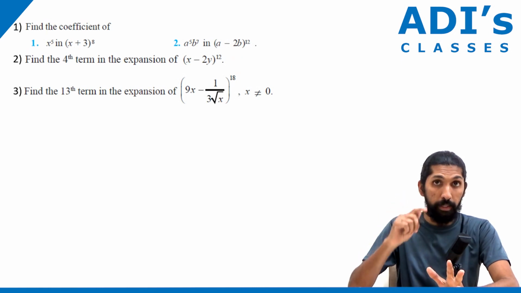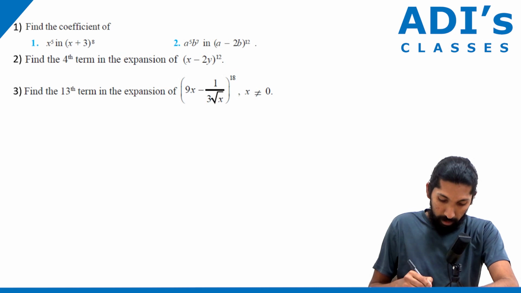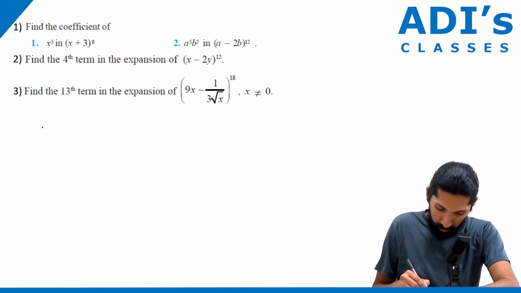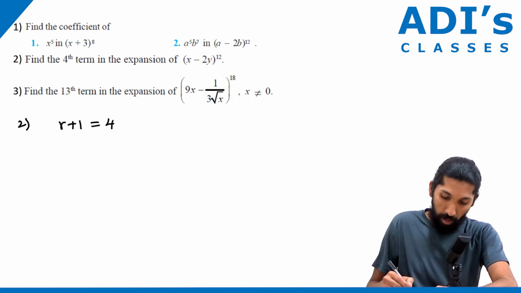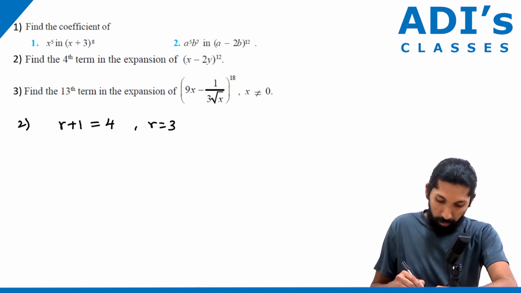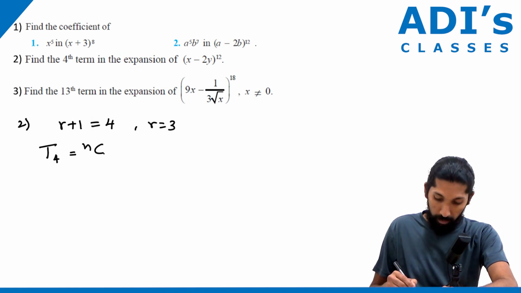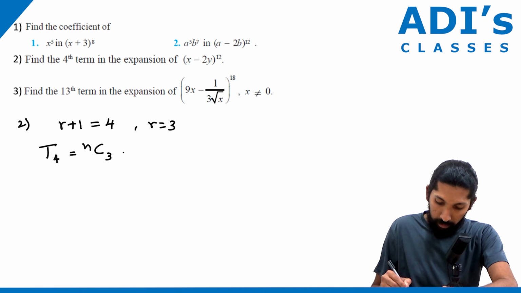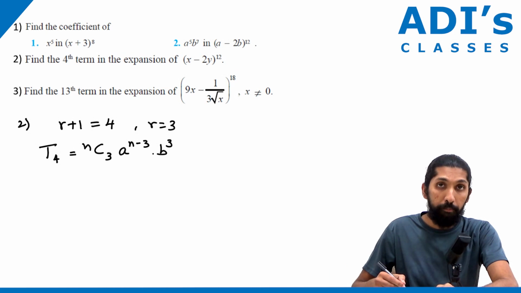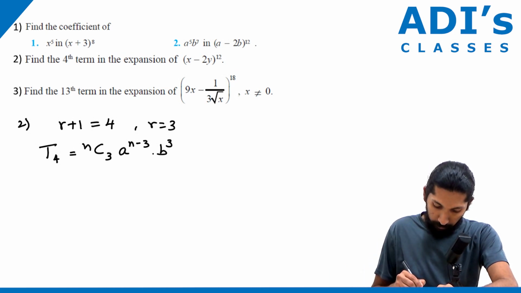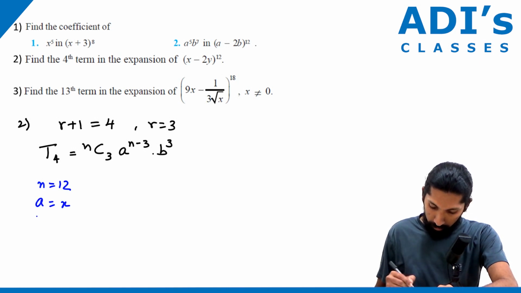Now fourth term, correct? So what we are looking at is r plus 1 is equal to 4, because the general term is t r plus 1, right? So r value becomes 3. That means when we do t4, we have to do nC3, because r value is 3, into a to the power of n minus 3 into b to the power of 3. And what are the values of n, a, b? N value is 12, a value is x, b value is minus 2y.